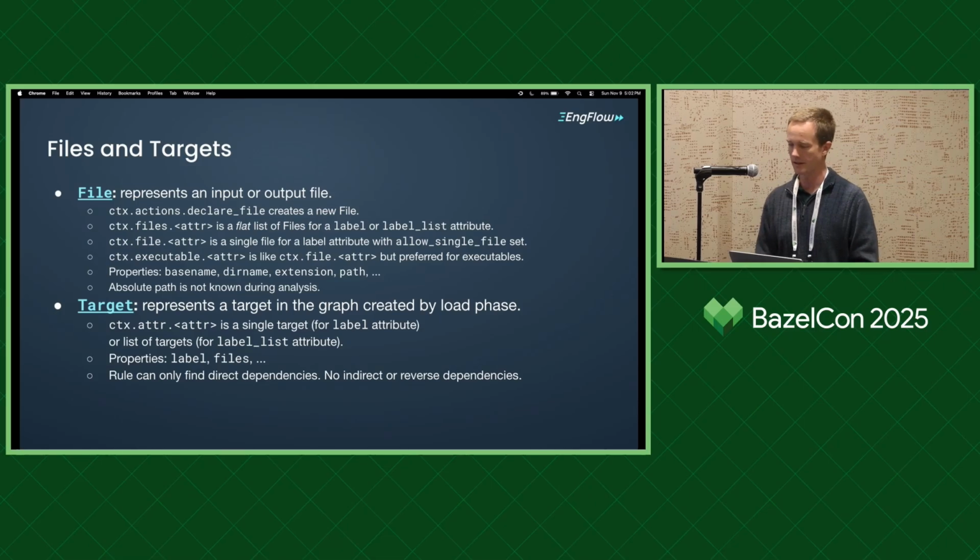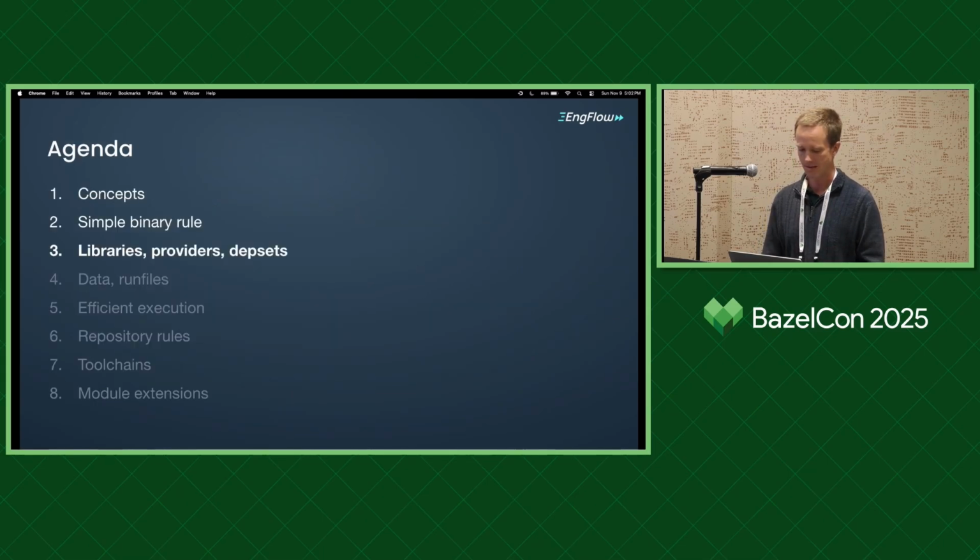The target, you'll get this through context.attr. So we had the context standard library, so we could get information about the target. This is mostly used to get provider information, so we'll see that in a bit.